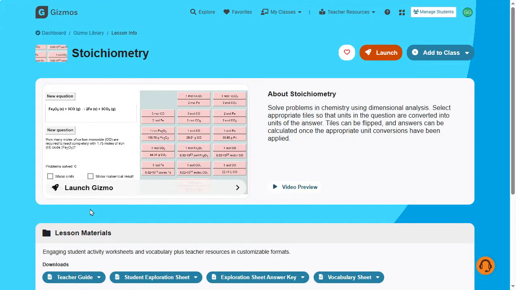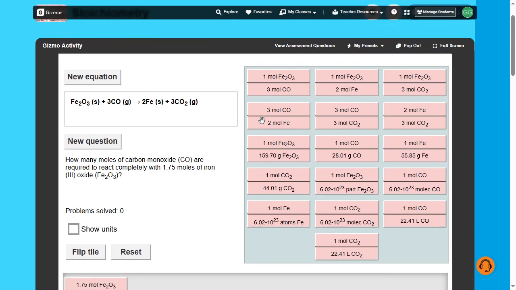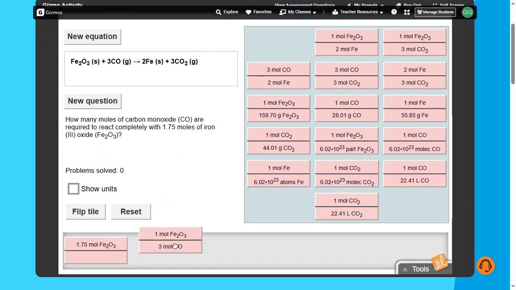Let's look at the Stoichiometry Gizmo from Explore Learning. Once we launch the gizmo, we'll see this interactive screen here. We can drag and drop these tiles into this bottom here to help us answer our questions. This equation here is the reaction of iron oxide with carbon monoxide to produce iron and carbon dioxide.